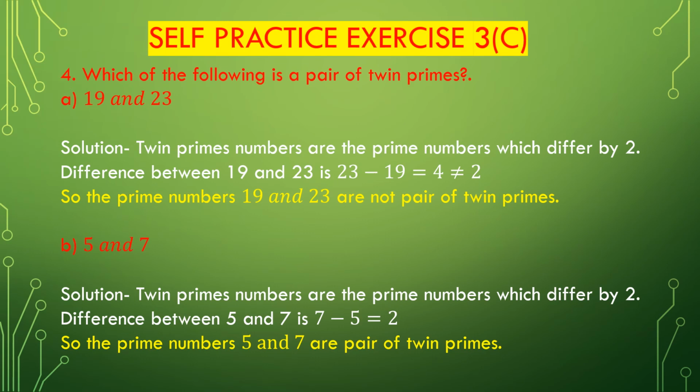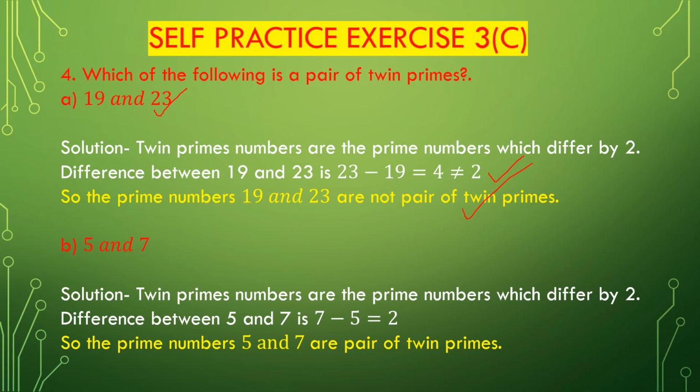Now we solve question number 4. Question number 4 is, which of the following is a pair of twin primes? First, part A, is 19 and 23. We know twin primes are prime numbers which differ by 2. That is, if the difference between two prime numbers is 2, then those prime numbers will be twin primes. Here the difference between 19 and 23 is 23 minus 19, which is 4, not equal to 2. So the prime numbers 19 and 23 are not a pair of twin primes.